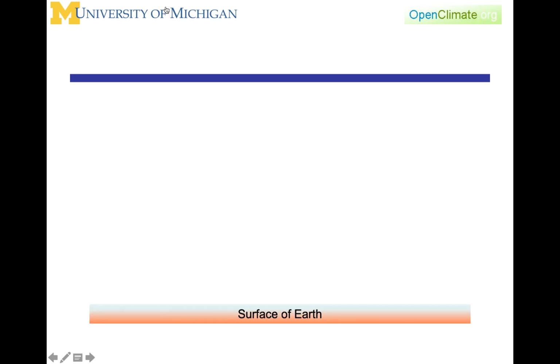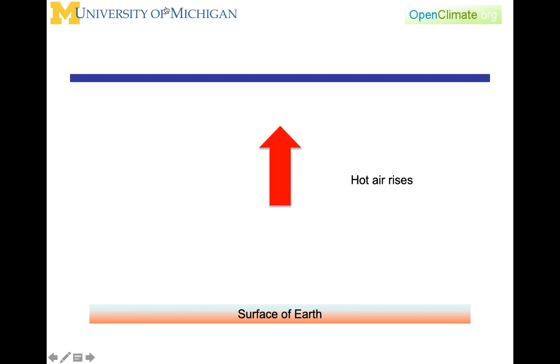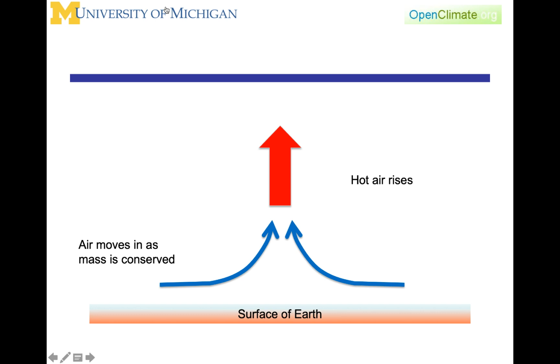In this little animation that I'm about to show, it demonstrates both the simplicity and the importance of understanding the conservation of mass. I have here the surface of the Earth, and on the surface I'm going to add some heat. From that heat, hot air will rise, and as that air rises, air will move in from the side here at the surface, and that is essentially the idea of continuity or the conservation of mass.